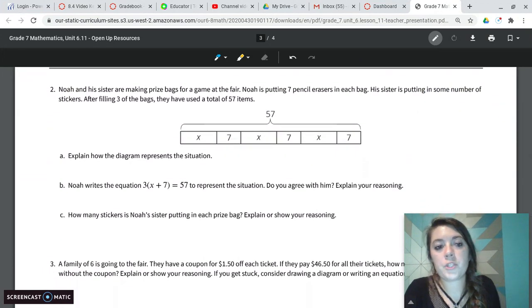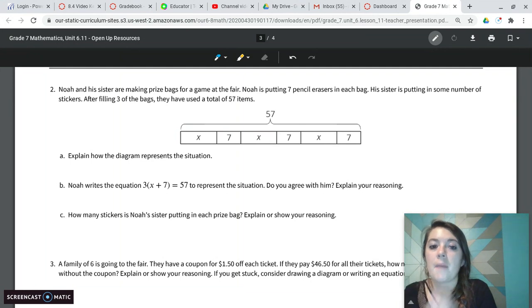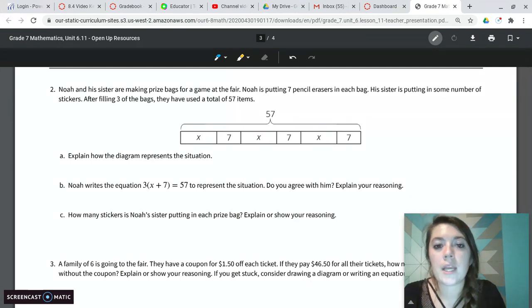All right, for number 2. Noah and his sister are making prize bags for a game at the fair. Noah is putting 7 pencil erasers in each bag. His sister is putting in some number of stickers. After filling 3 of the bags, they have used a total of 57 items. Explain how the diagram represents the situation.